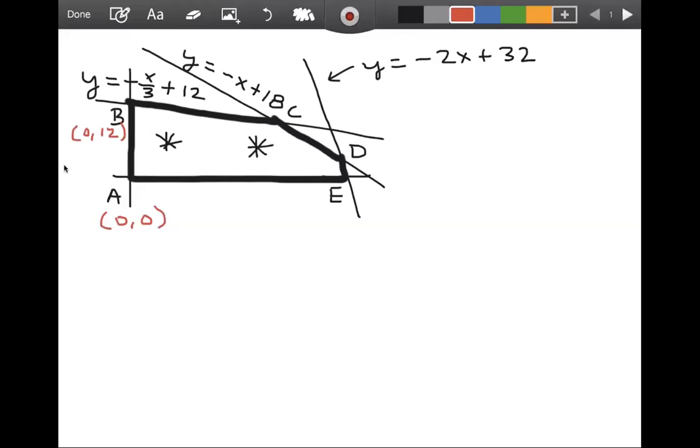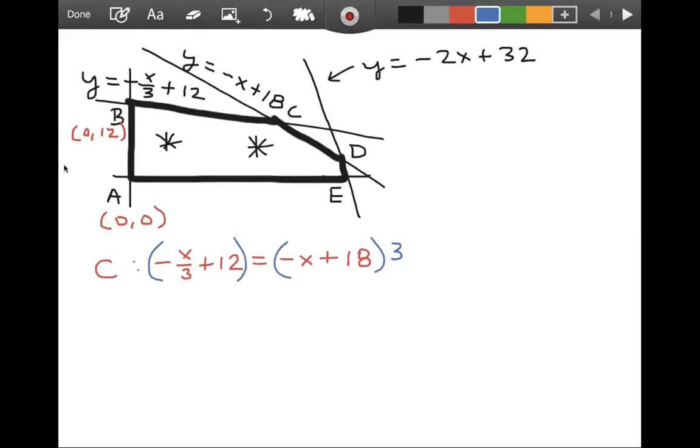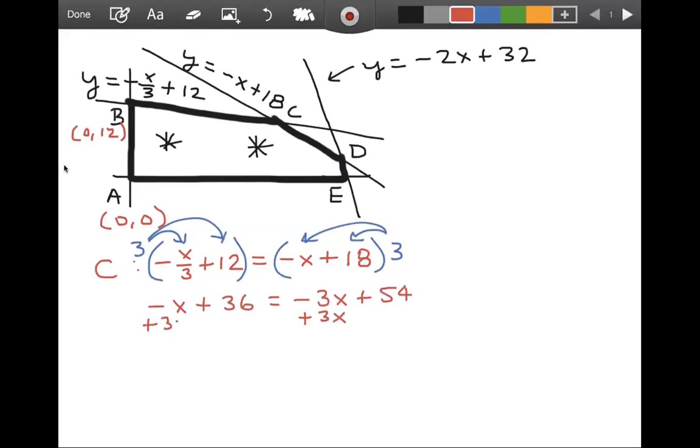Vertex C is the intersection of the lines y equals negative x over 3 plus 12, and y equals negative x plus 18. So I'm going to set those two expressions equal to each other, and because this equation contains a fraction, I think it might be helpful to multiply both sides by 3 in order to get rid of that fraction. So that is going to give us negative x plus 36 equals negative 3x plus 54. So now I will add 3x to both sides. And while I'm at it, I will subtract 36 from both sides.